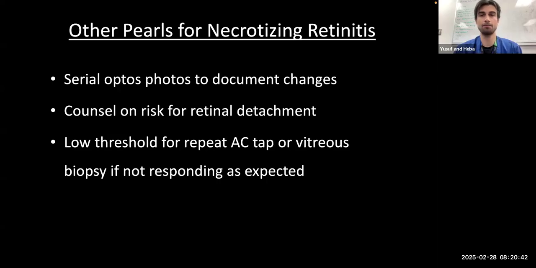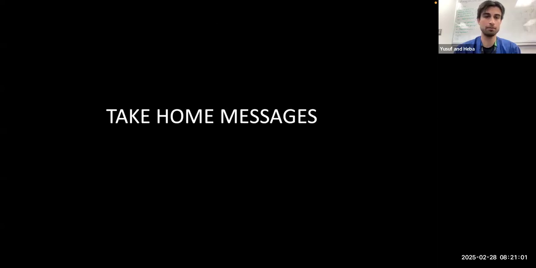And then kind of a key learning point from this case is that you should really have a low threshold for repeating the AC-TAP or vitreous biopsy or other investigations if the patient's not responding to treatment as expected, or if you don't have a diagnosis yet. So these are just some pearls. I'll leave it over to Dr. Tristakis to kind of go over some take-home messages and summarize the grand rounds.